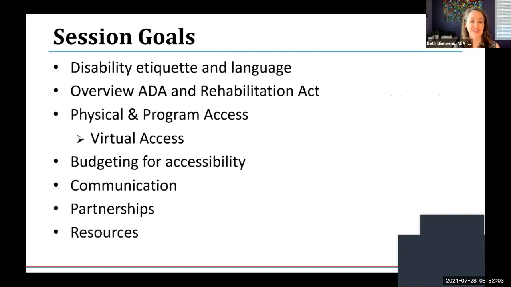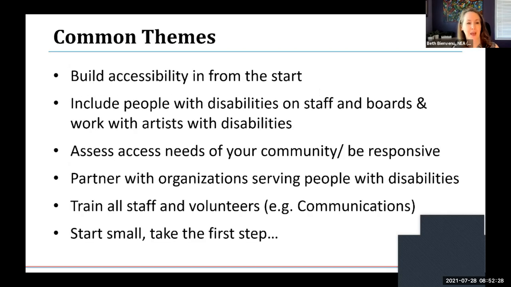Okay, so the goals for today, we're going to cover a bit about disability etiquette and language, provide an overview of the Americans with Disabilities Act and the Rehabilitation Act, some basics about physical and program access, including a bit about virtual access, since that is so present today and over the past year, a bit about budgeting for accessibility, communication, partnerships, and resources.